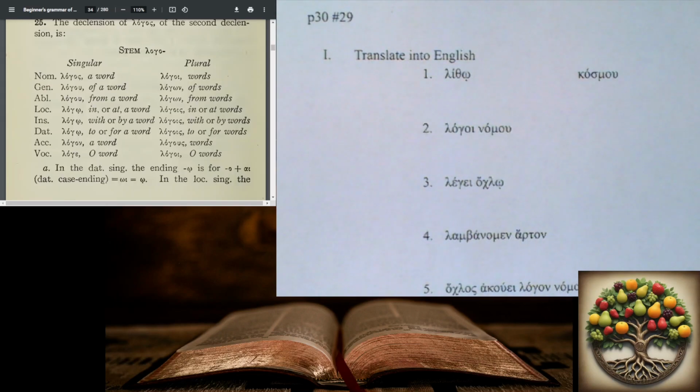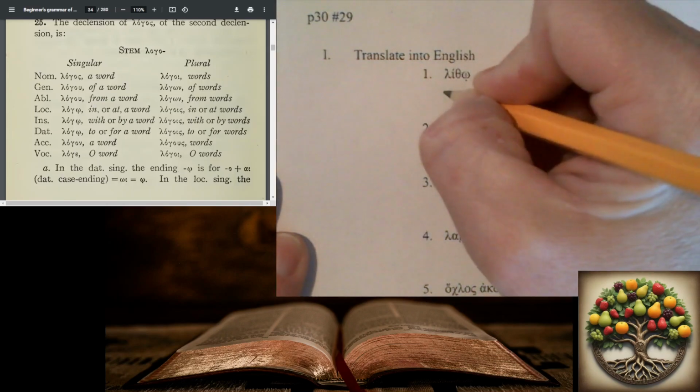So number 1, litho. This case is either the locative, instrumental, or the dative. We don't exactly know. We have no other context to give us a clue. So we are going to translate this as in a stone, at a stone, with, by a stone, to or for a stone. It really could be any of those.